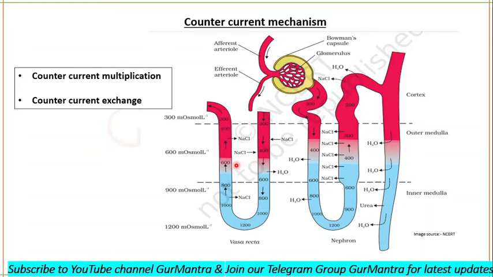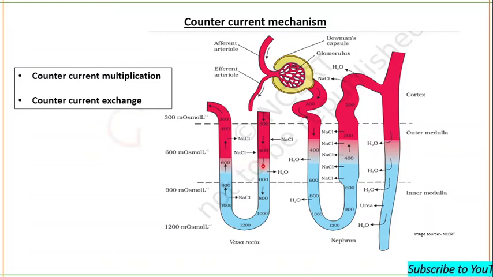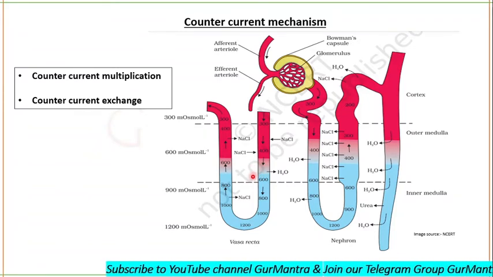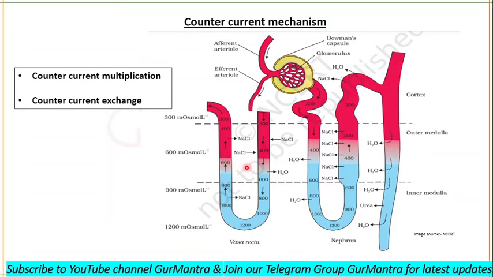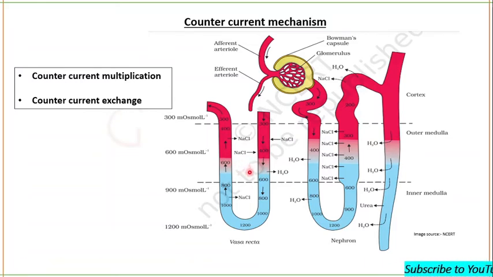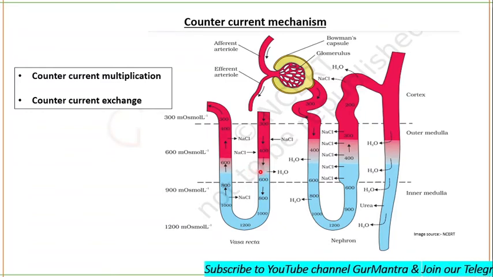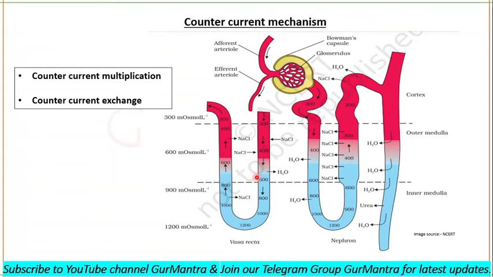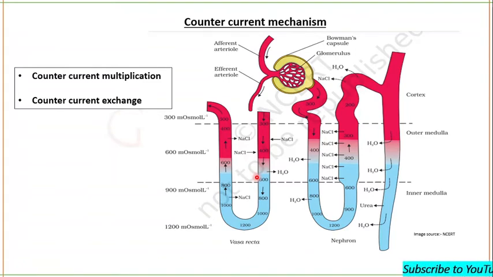The counterflow in the ascending and descending limbs of the vasa recta allows the exchange of solute and water between the blood and the interstitial fluid of the renal medulla. That's why the vasa recta is said to function as a countercurrent exchanger.